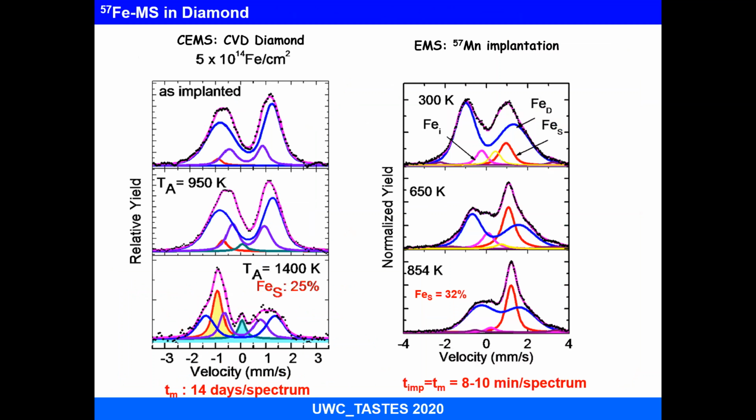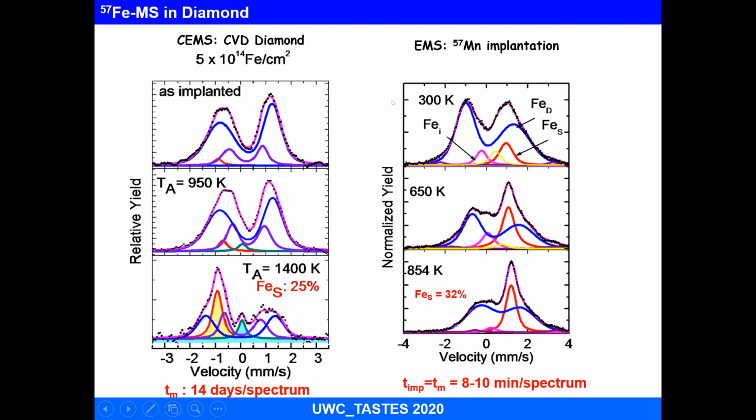Here I show an example of a measurement on CVD diamond using conversion electron Mössbauer spectroscopy. As implanted, the state shows the presence of highly damaged structures, and a single line corresponding to iron at a substitutional site in diamond only comes after annealing at around 1400 K.